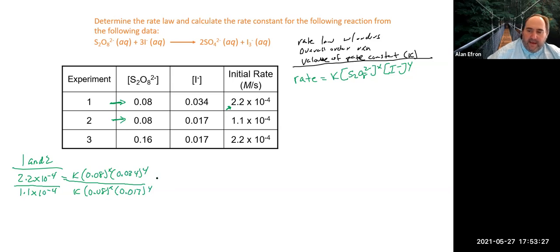Now we're going to do a little bit of math here. So when we divide these guys out, we pretty much get a 2. As we talked about last time, K on top and K on the bottom is the rate constant. Although we don't know what it is at this point, it is a constant number, which means they should cancel out. When we come over here to 0.08 to the X and 0.08 to the X, again, we do not know what X is at this point, but it is the same number on top and bottom. So we know that these guys will also cancel out.